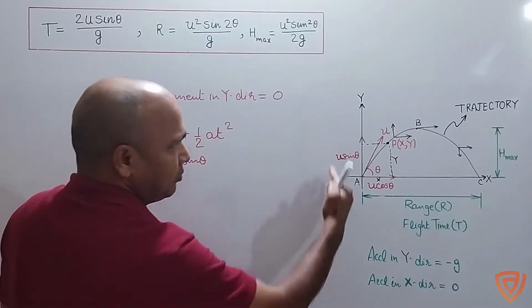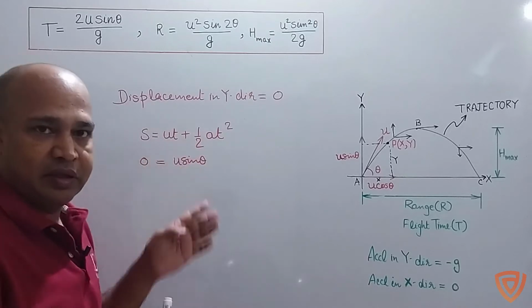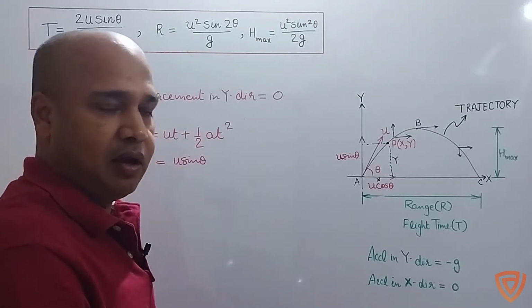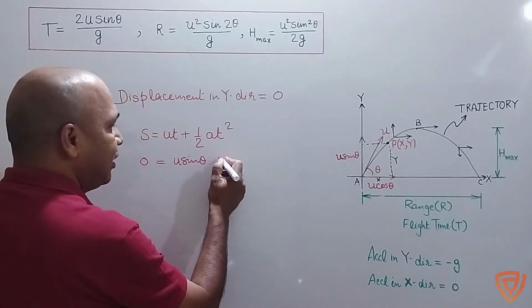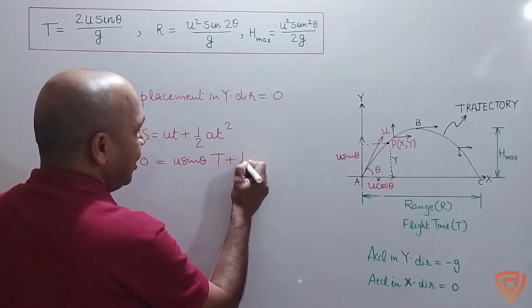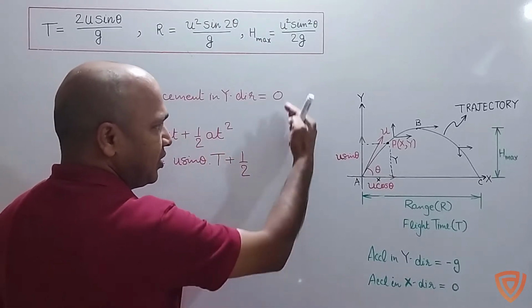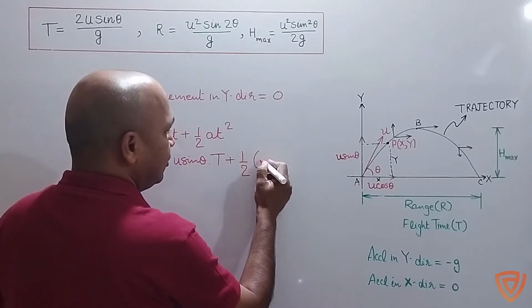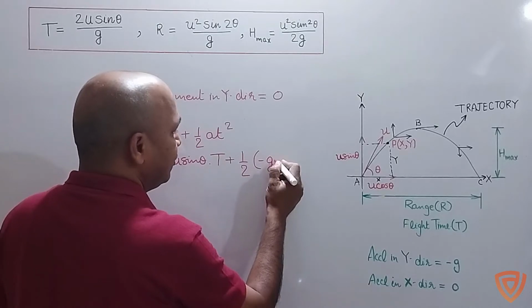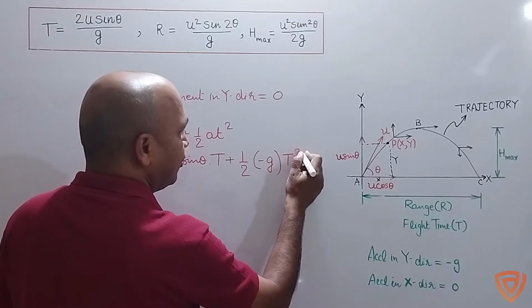When it goes up and comes down, the time taken t is the total time of travel, so that is your flight time, capital T. Plus half a, where a is what? It's going against gravity, right? Minus g, and T square.